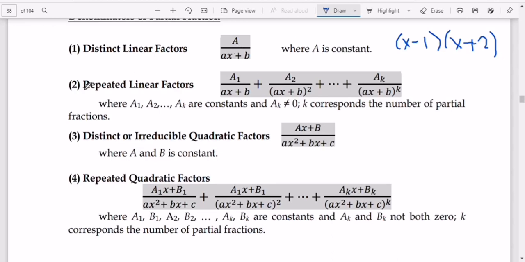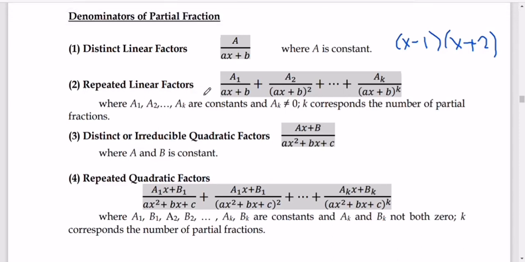The second one is repeated linear factors. If we're going to find the partial decomposition for this kind of rational expression, what we need to do is put it like this: a sub 1 over ax plus b, plus a sub 2 over ax plus b squared, and so on, until the higher degree that the factor of the given has.